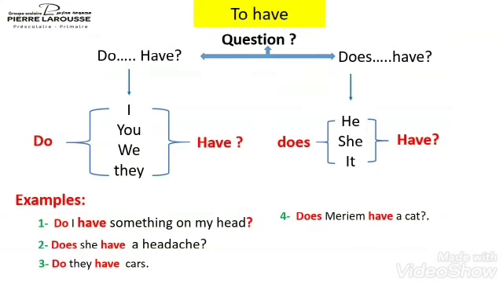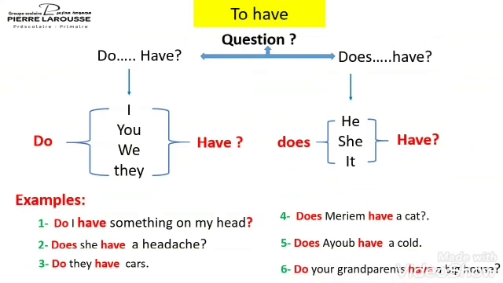Number 4, does Miriam have a cat? So I can replace Miriam with she. Does Miriam have a cat, or does she have a cat? Number 5, does Ayub have a cold? Does Ayub, or does he? Does he have a cold, or does Ayub have a cold? Number 6 and the last one, do your grandparents have a big house? So we don't say does because grandparents is plural. Do your grandparents have a big house?